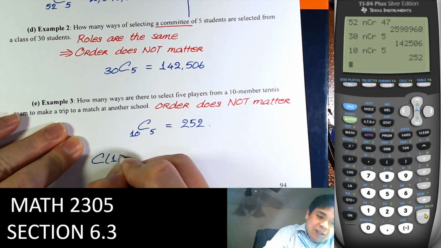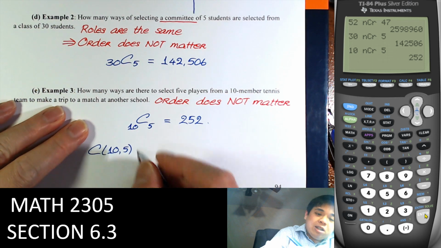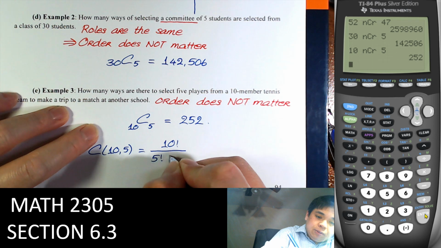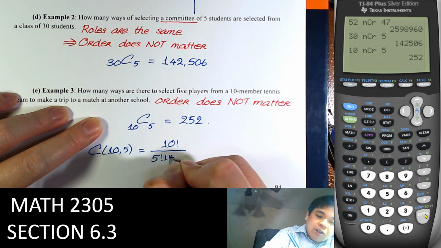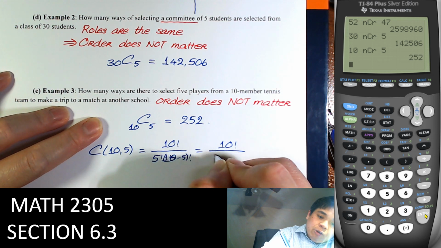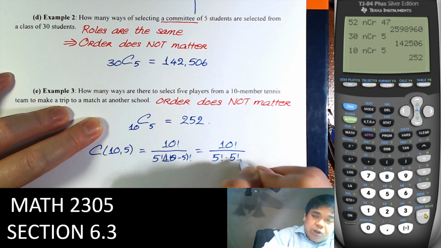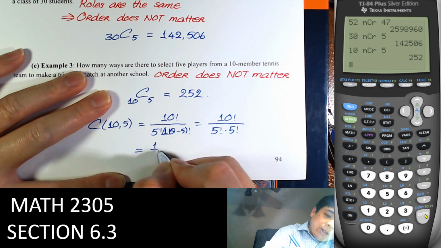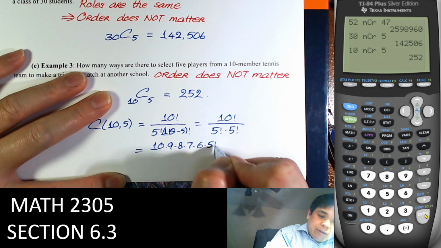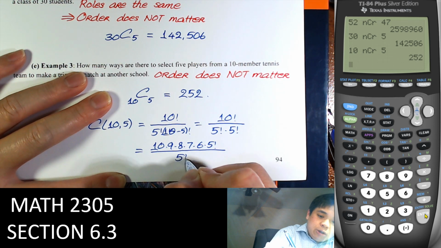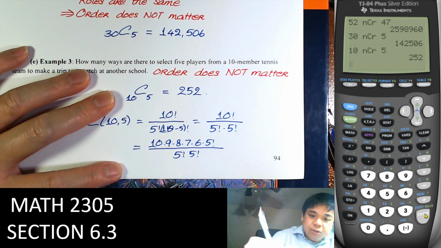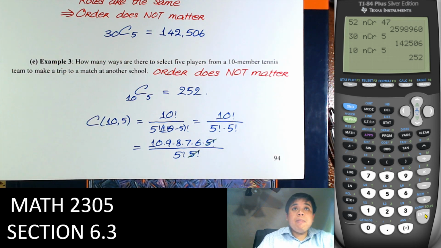Combination of 5 out of 10. So it is 10 factorial over 5 factorial times 10 minus 5 factorial. So 10 factorial over 5 factorial times 5 factorial. 10 factorial is 10, 9, 8, 7, 6, 5 over 5 factorial, and 5 factorial. Cancel out one of them.